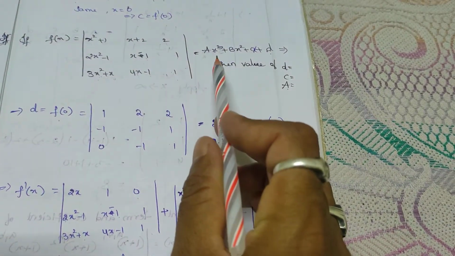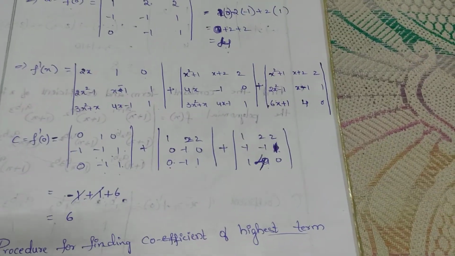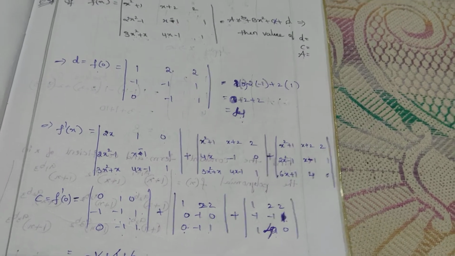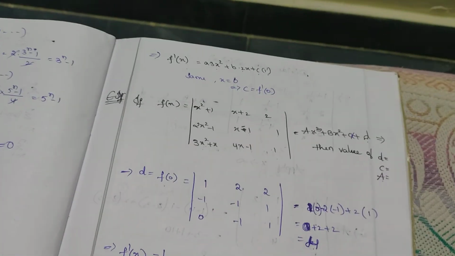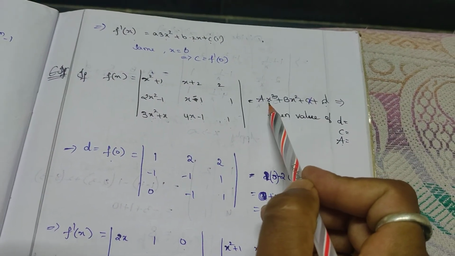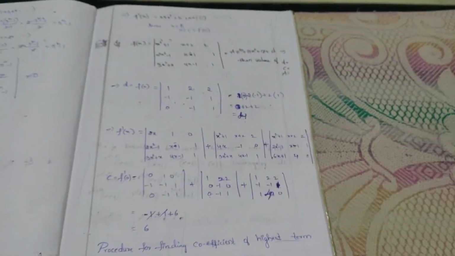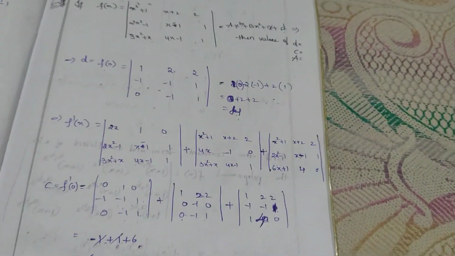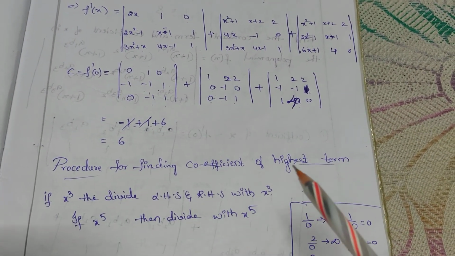Now we have to find the value of a. This is the highest degree coefficient. How to find the highest degree coefficient: the entire equation is divided by the highest degree term you have here. The highest degree is x cube, so divide the entire equation by x cube. That means, once you see here, the procedure for finding the coefficient of the highest term.